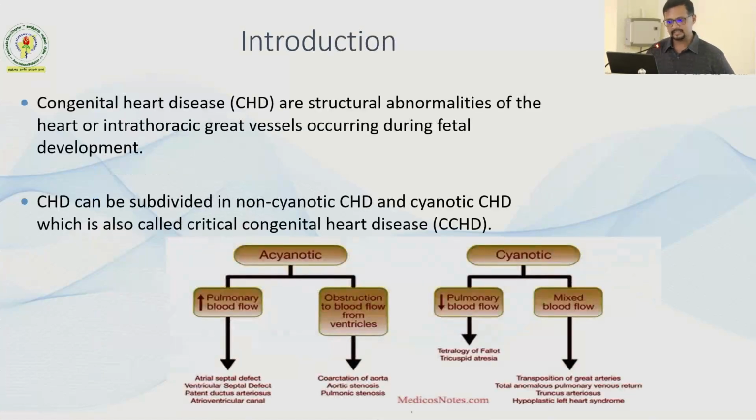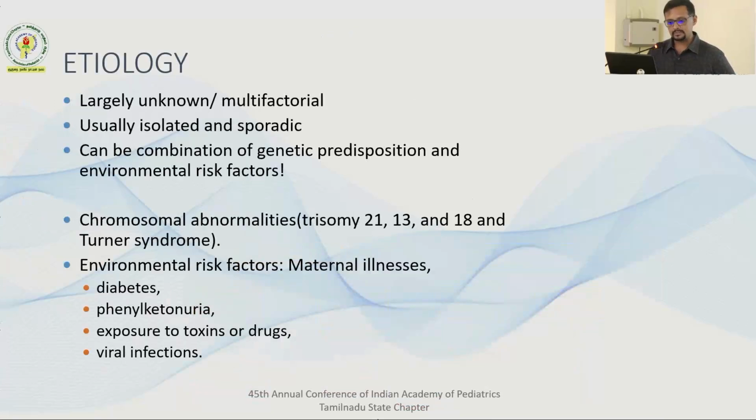So, congenital heart disease is a structural abnormality of the heart and great vessels occurring during fetal development. Generally we classify it as acyanotic and cyanotic heart disease. My focus will be on cyanotic heart disease with decreased pulmonary blood flow and mixed pulmonary blood flow. The etiology is multifactorial, with some syndromic abnormalities association and environmental risk factors also associated with this.